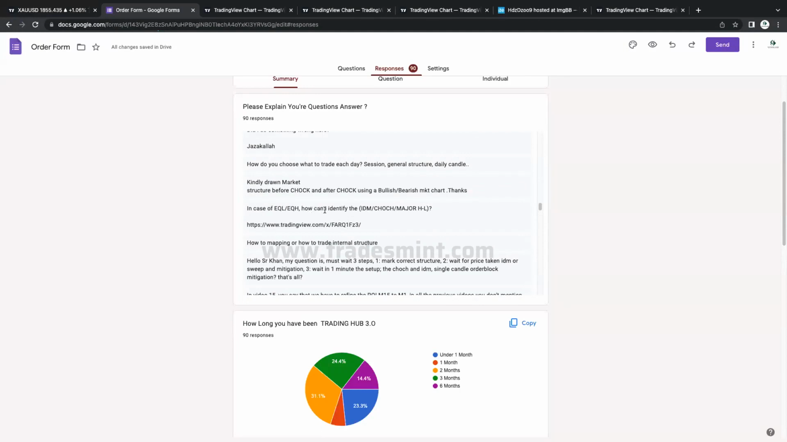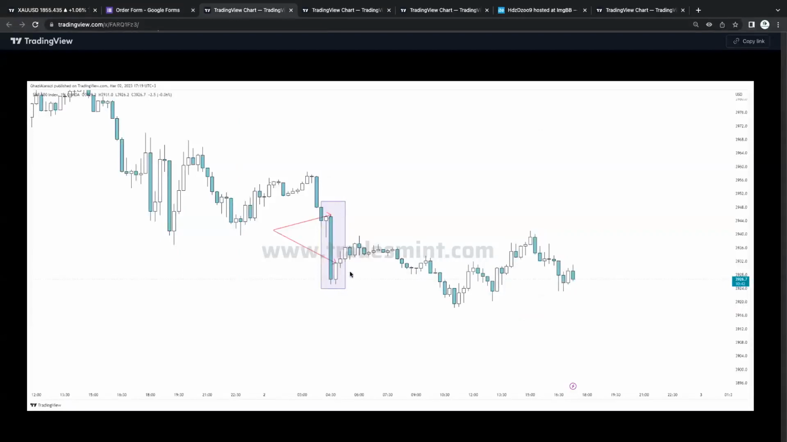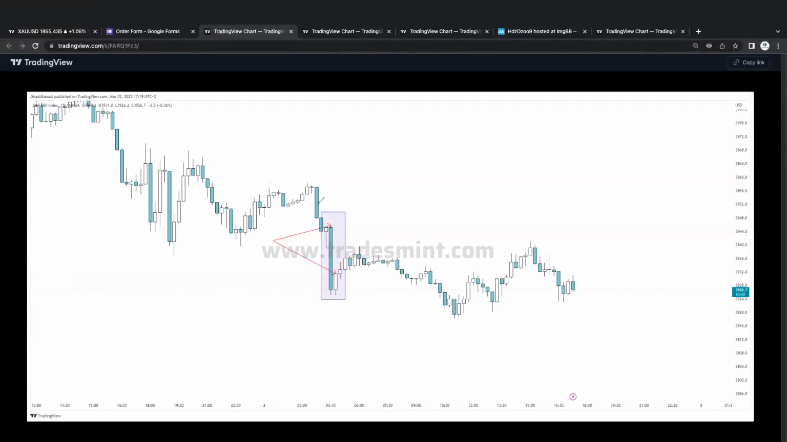In case of equal high, equal low, how can we identify inducement, low and higher low? So here the marking is very dark, so this candle shadow is not showing properly, but if this candle's lows are equal, then you can use this one, right? If not equal, then you have to use this candle, right? If those candle lows are equal, then you can use this one as a valid pullback to confirm.